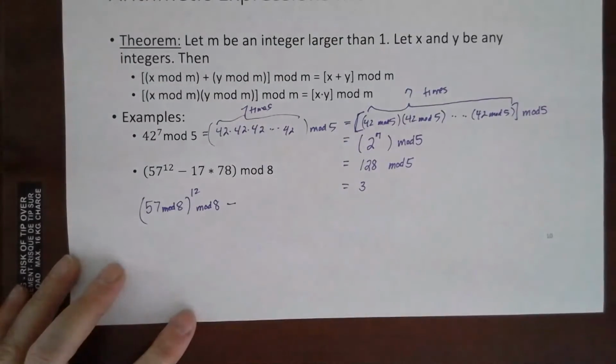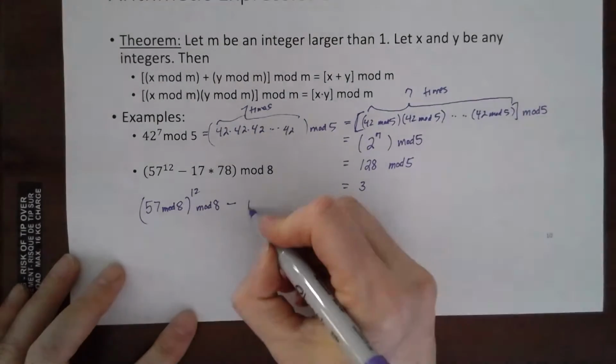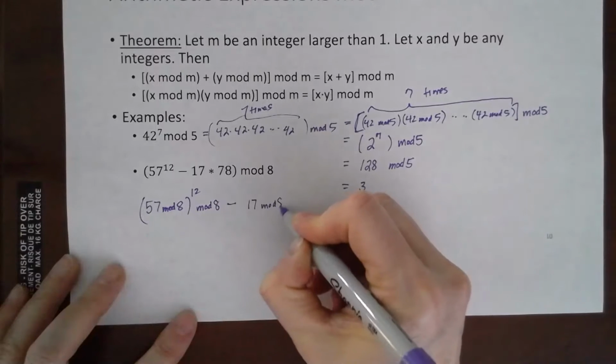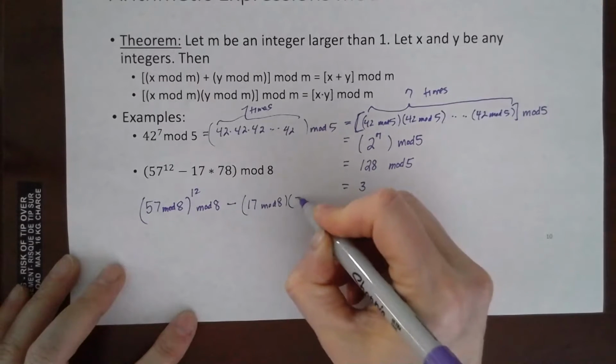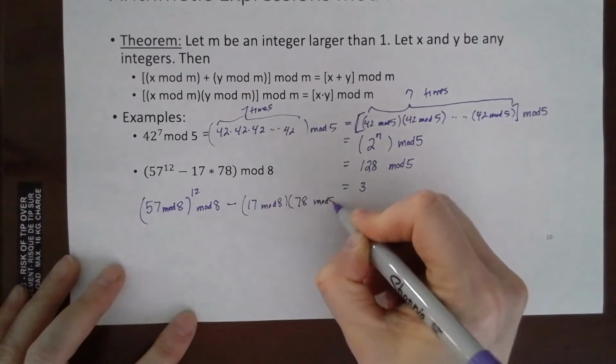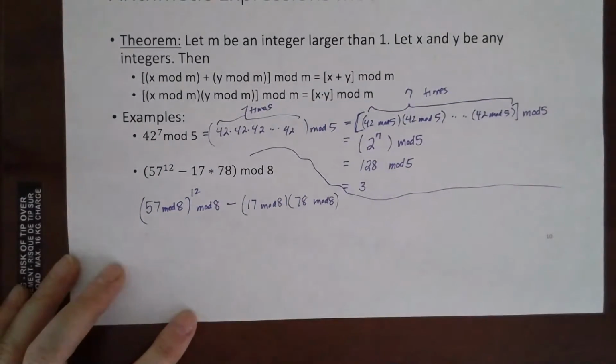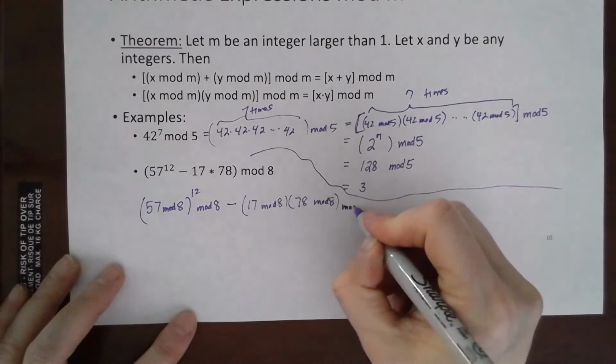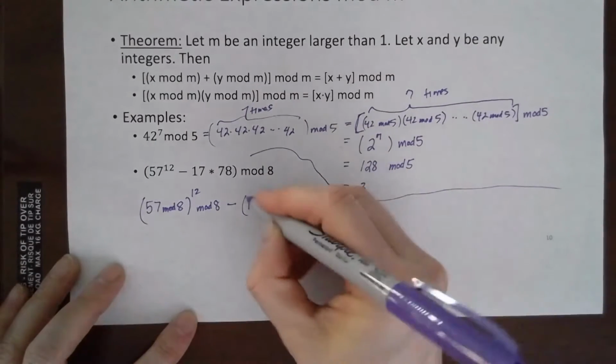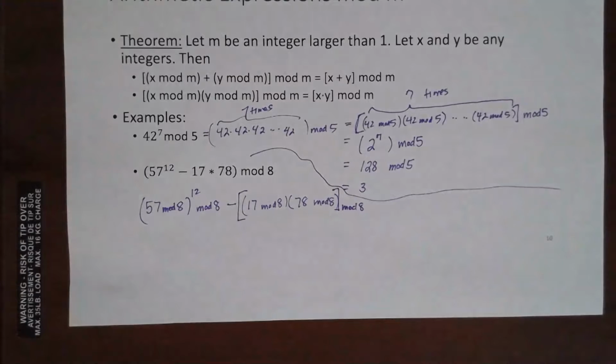And then minus, and this will be 17 mod 8 times 78 mod 8. Sorry, I'm running into my old one. Okay. And then you'll want to take that whole product and then do mod 8 on that as well. Just mod 8 everything. Okay.